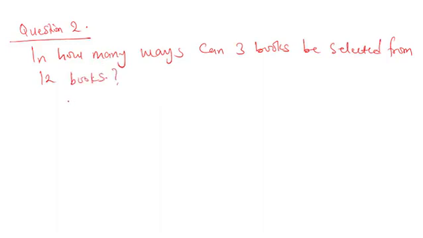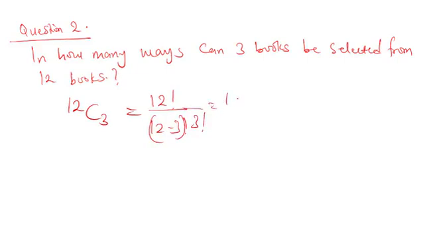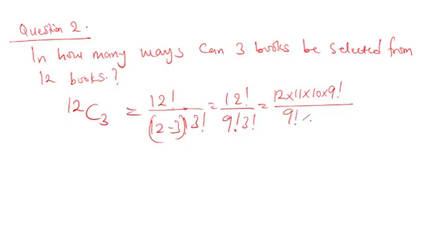So the answer becomes 12 combination 3. I told you that combination has to do with selection. So 12 combination 3 means 12 factorial over 12 minus 3 factorial, then 3 factorial. And this is the same thing as 12 factorial over 12 minus 3, which is 9 factorial, then we have 3 factorial. So we now have 12 times 11 times 10 times 9 factorial, we stop because of this 9 factorial, over 9 factorial times 3 factorial.